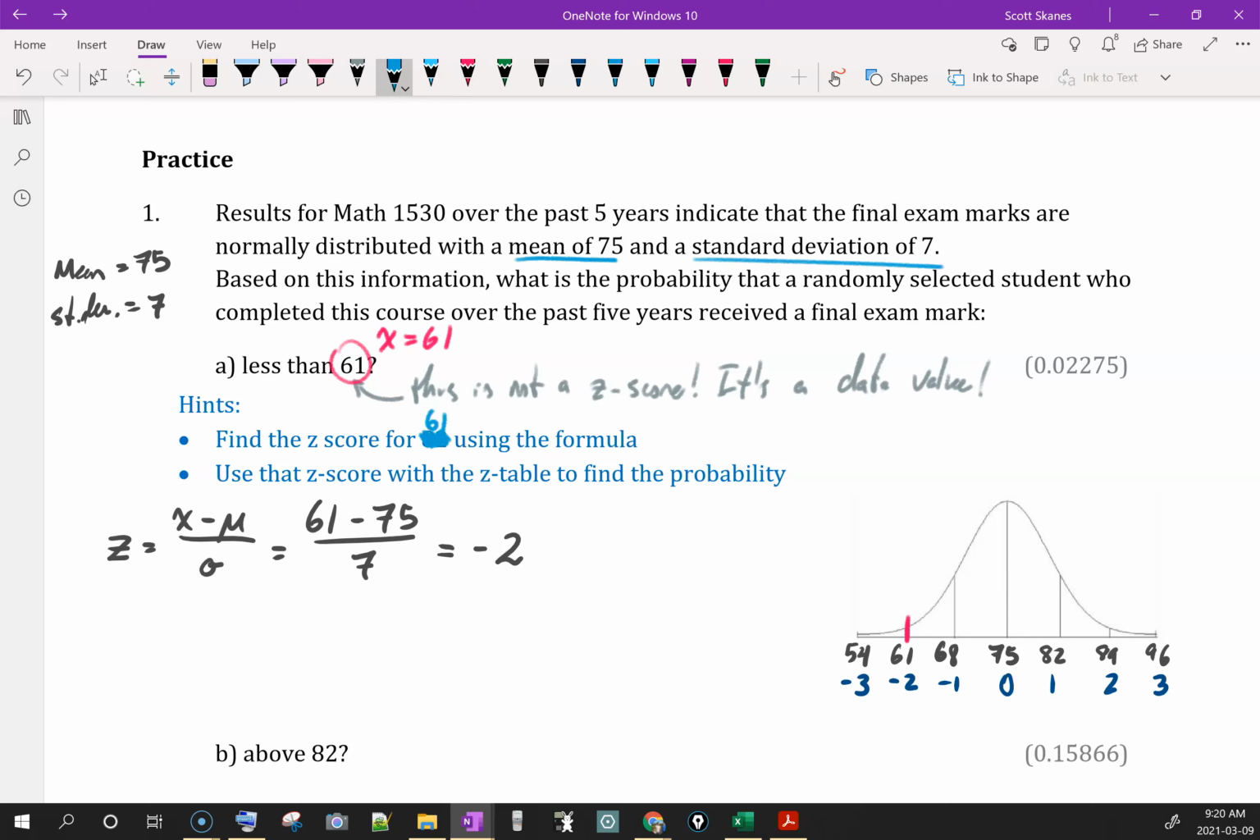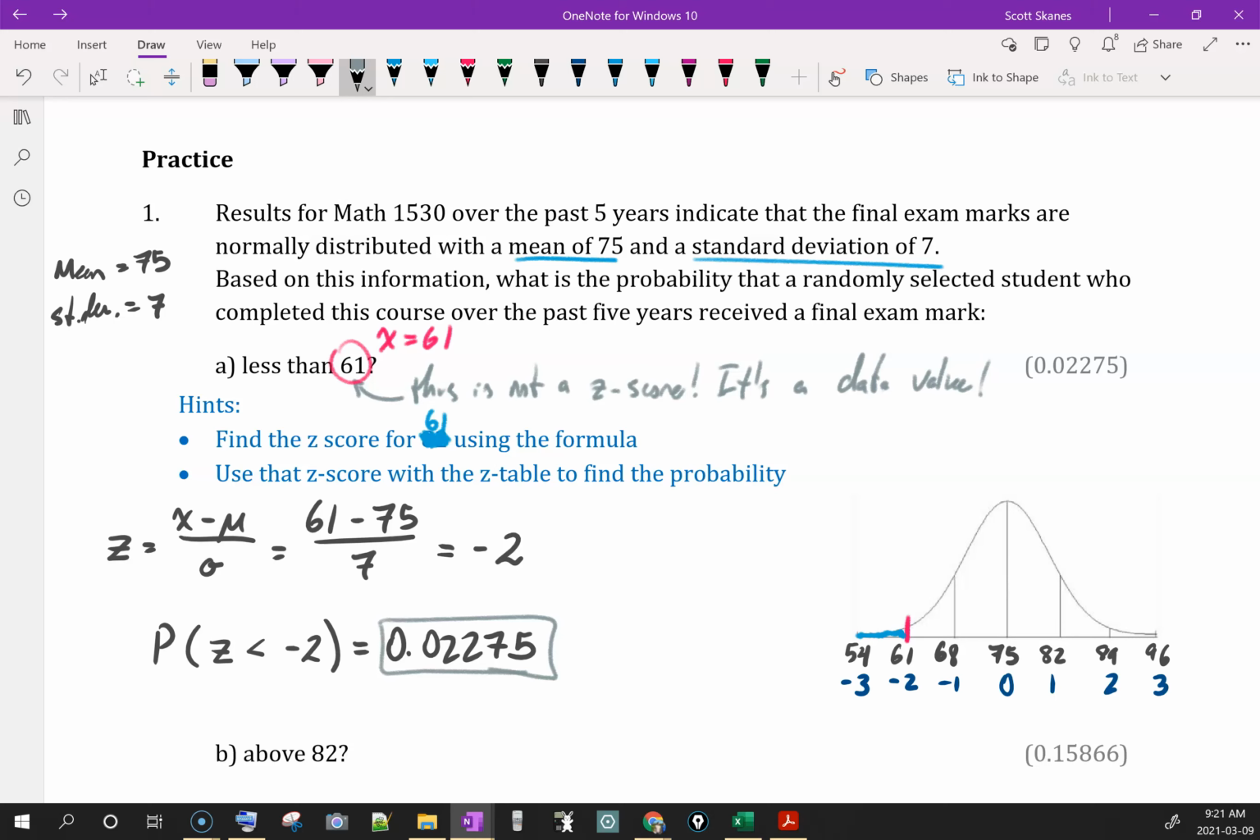The second step is we're going to use that z-score with the z-table to find probability. Or in other words, I already know now the z-score. I want the probability of being less than that point. So in my diagram here, it's just the probability of being less than that point. All right, what's the probability of getting a mark less than 61 based on our previous data? So I'll just say the probability for the z-score being less than -2 would be what? Well, use your table and you'll find that it's 0.02275.